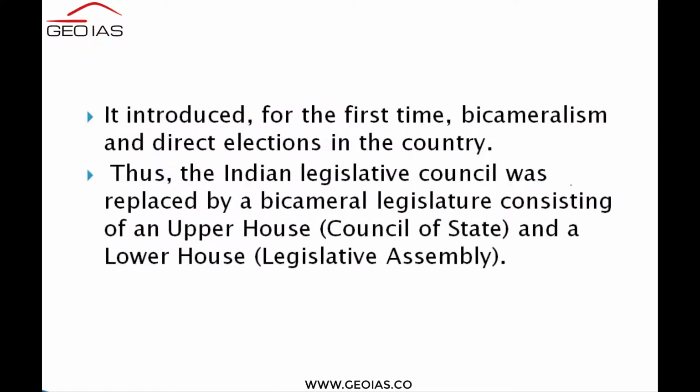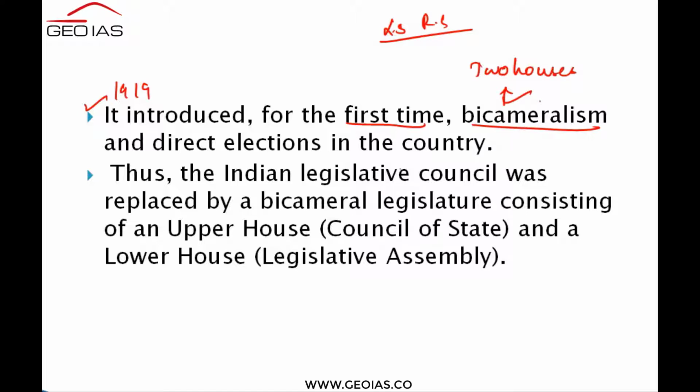And the Act of 1919 introduced, for the first time, bicameralism, meaning the presence of two houses. Like at present, we have both houses, Lok Sabha and Rajya Sabha. At that time also, we had two houses, the upper house and the lower house. The upper house is known as the Council of State, and the lower house is known as the Legislative Assembly, at the provincial level.